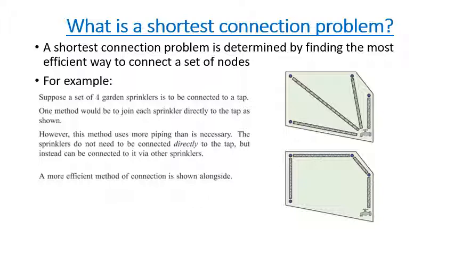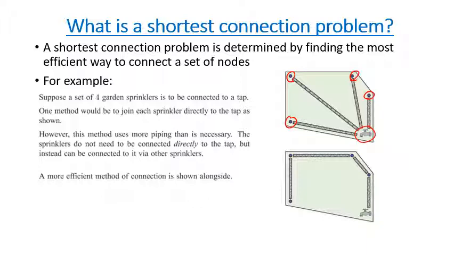So for example, if you have a look at this garden here, there's a set of 4 garden sprinklers that need to be connected to the tap. We have the tap here, and we have the 4 garden sprinklers here. Now, if they're all connected directly to the tap, that's one method. However, it probably uses more piping than you would need in order to get water to all of the sprinklers.